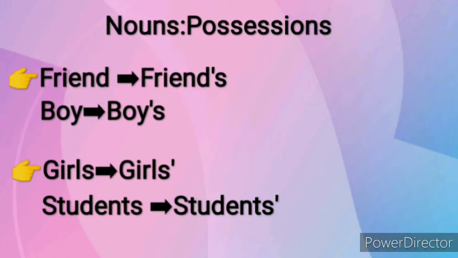Example, friend. The possessive form is friend's. We are adding here apostrophe and S. Boy, boy's. We are adding here apostrophe and S. But in girls, the possessive form is girls'. We are adding here only apostrophe, not S. Students, students'. Adding only apostrophe, but no S.